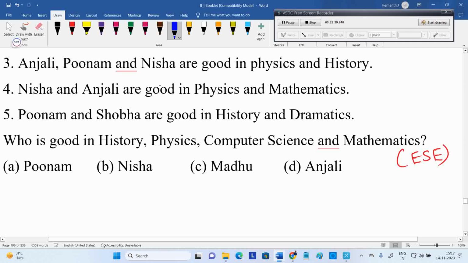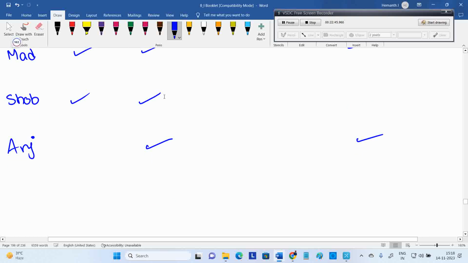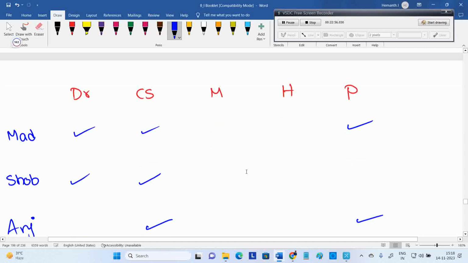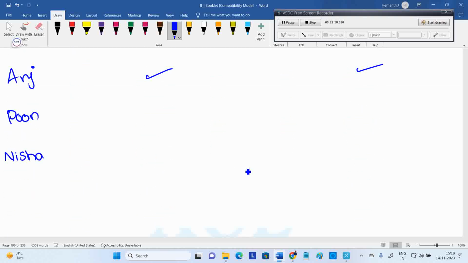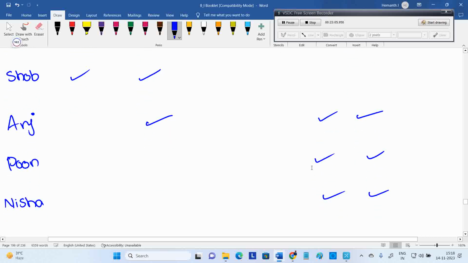Next one, Anjali, Poonam and Nisha. Poonam and Nisha are new candidates. Anjali, Poonam and Nisha are good in physics and history. So the last two columns are related to physics and history actually. So physics and history: Anjali, Poonam, Nisha.